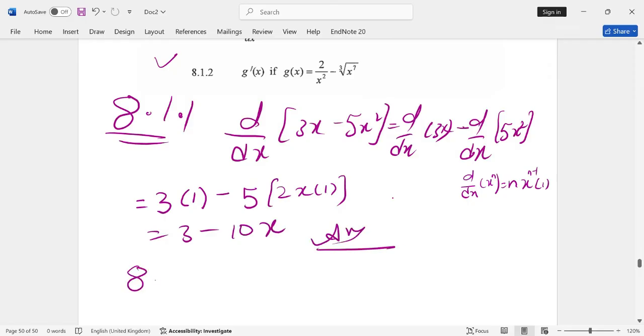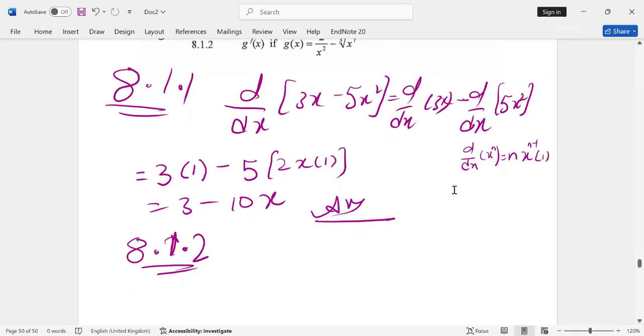Next is 8.1.2. We have the function g of x, that is 2 divided by x squared minus the square root of the cube root of x power 7. We have to find the derivative of this function. So let's solve it.